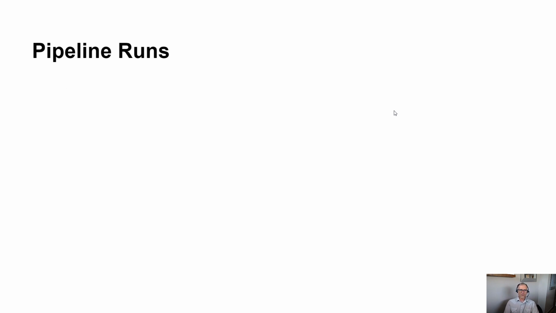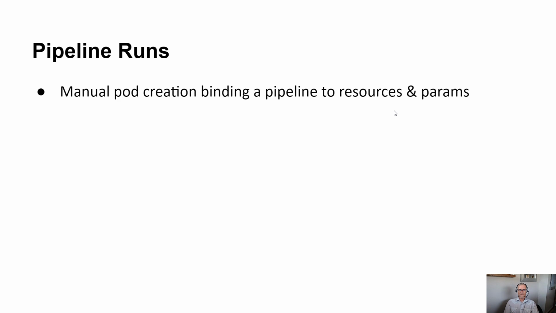Okay, and then sometimes we want to have a way to manually run a pipeline, and this is a pipeline run. So what we can do is tell it the parameters to provide to a pipeline, and then we're going to actually run the pipeline with a pipeline run.